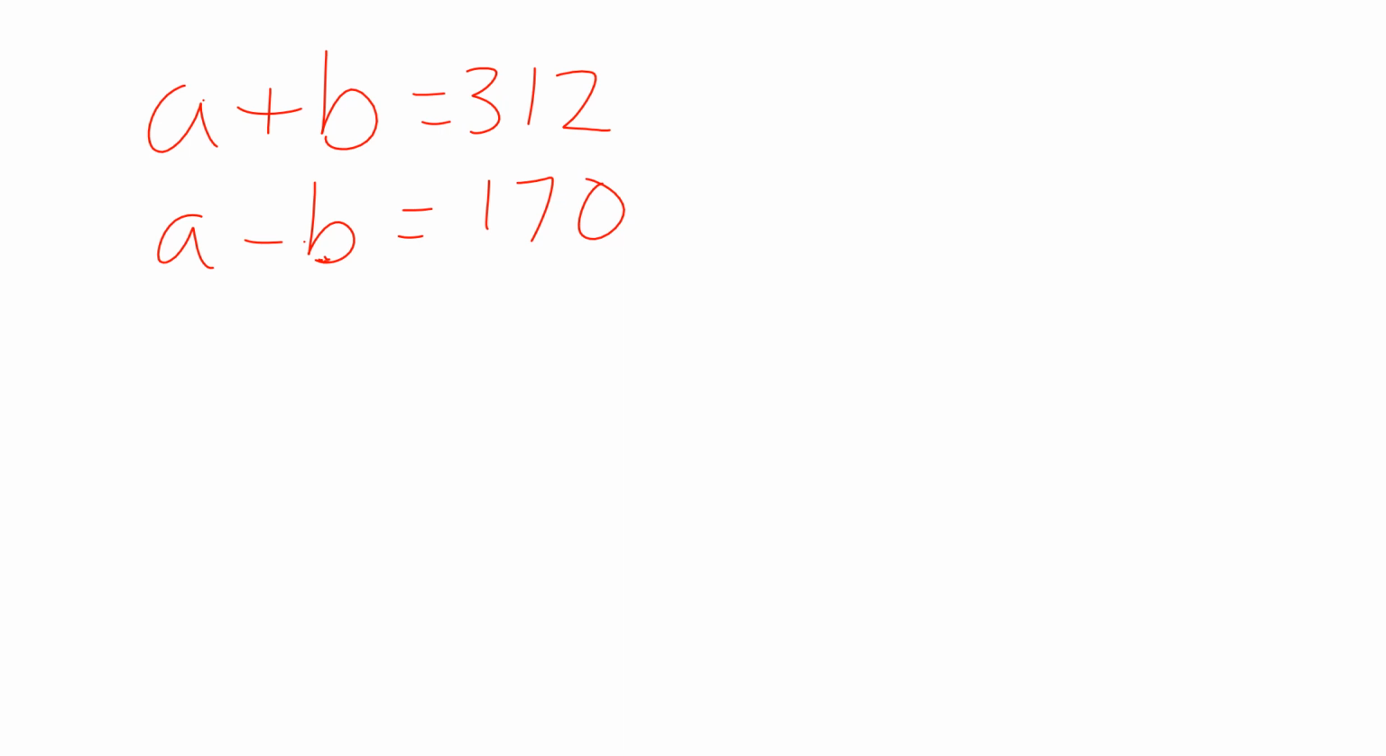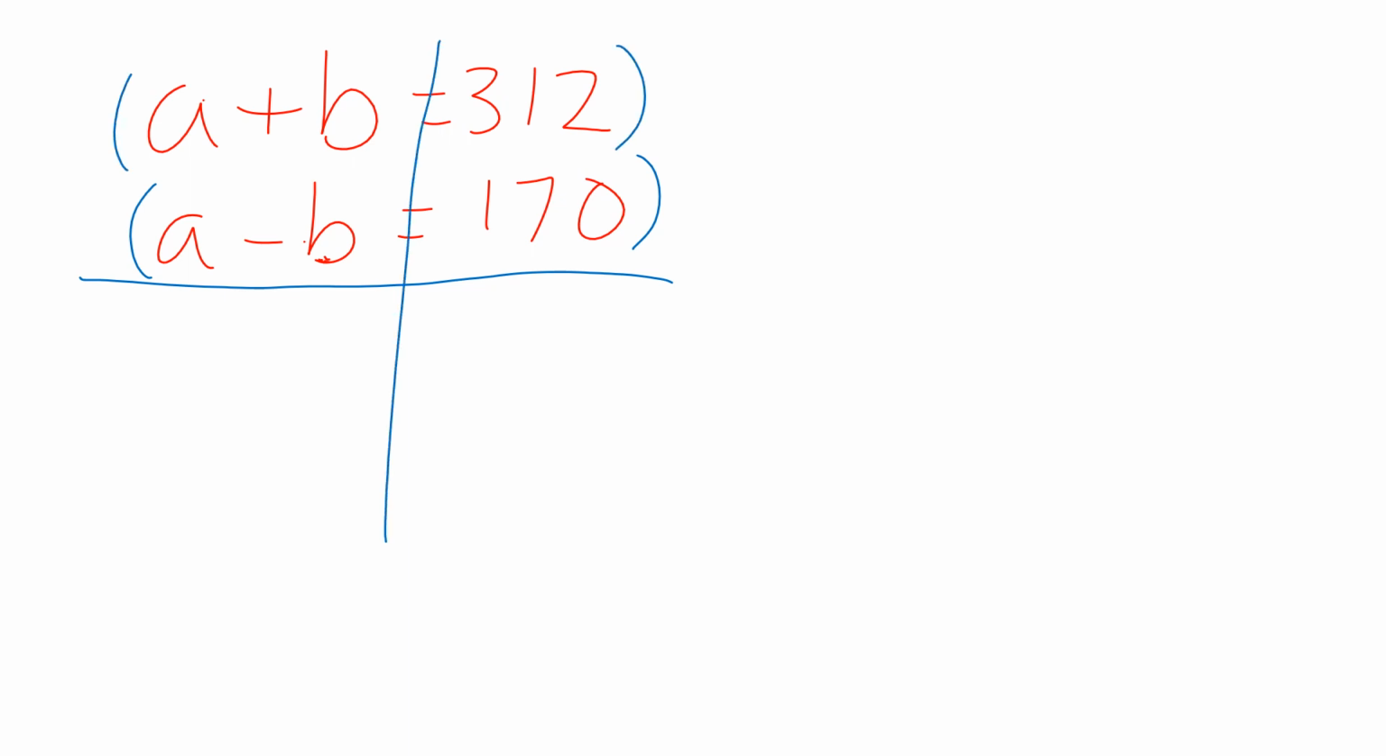So if I were to draw a line here and just pretend for a second that this is one giant addition problem, and of course I'm going to draw a line through my equal sign. I'm going to put a plus here. I have A plus A is going to be equal to 2A. B plus negative B actually cancels out to be 0, so I'm not going to write anything, equals 312 plus 170 equals 482.